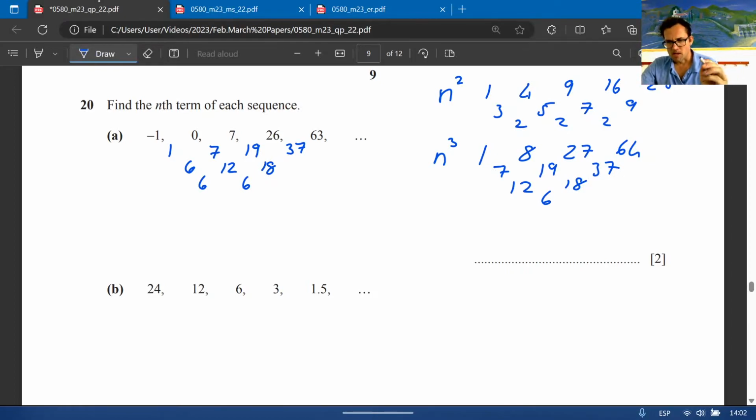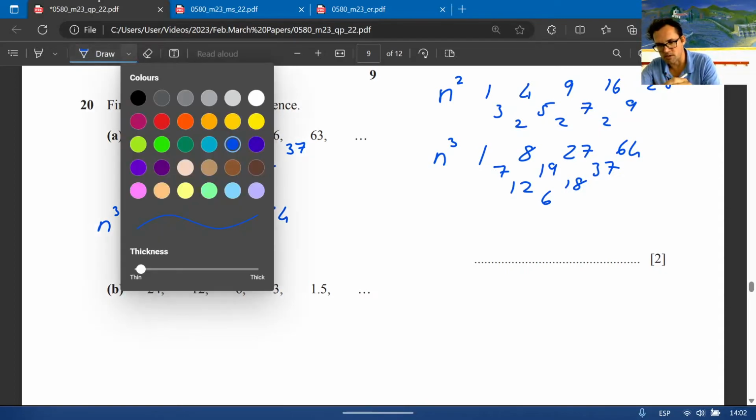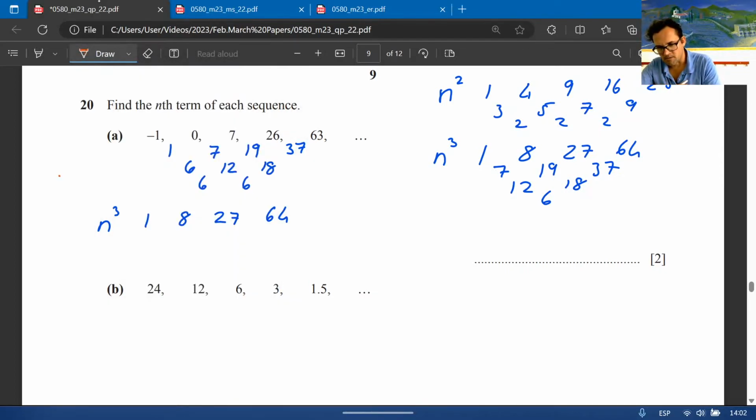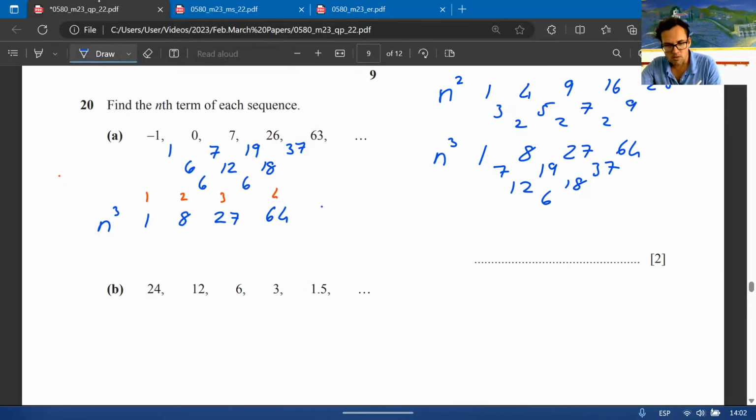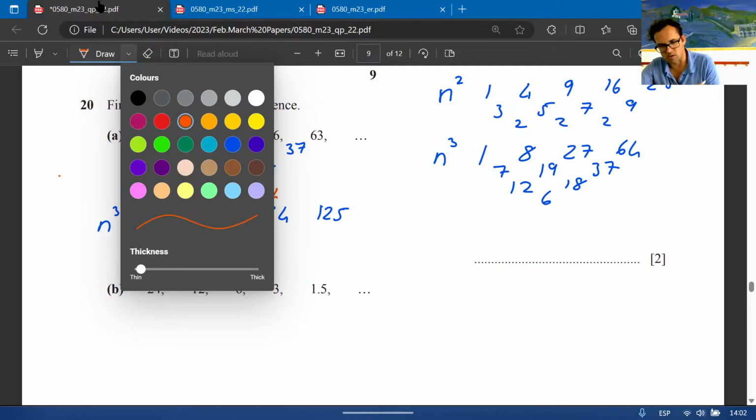All right, so let's write this down. The cubic sequence goes 1, 8, 27, 64. Remember now, this is the first term, second term, third term, fourth term. We put in a fifth term there, 5 times 5 times 5, 125. That will be the fifth term, of course.